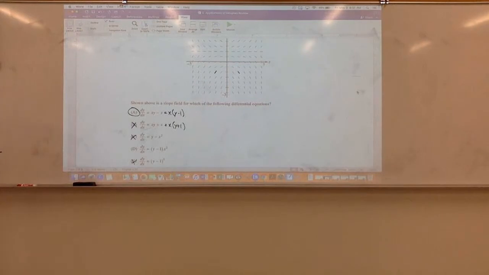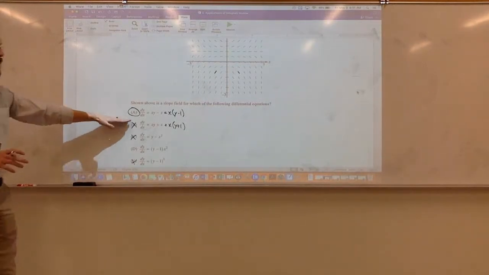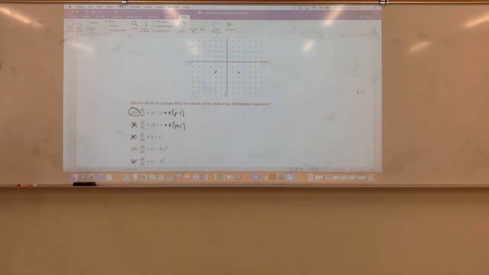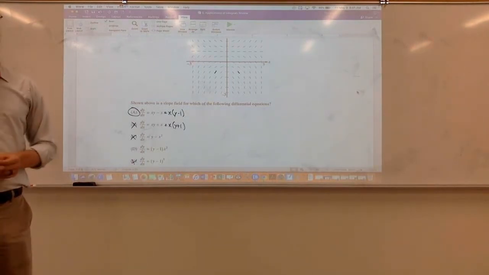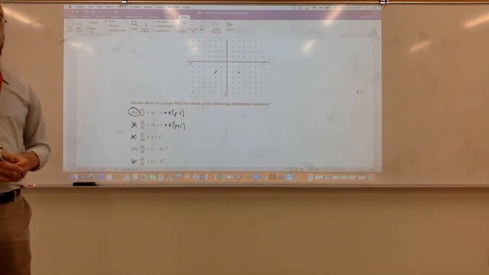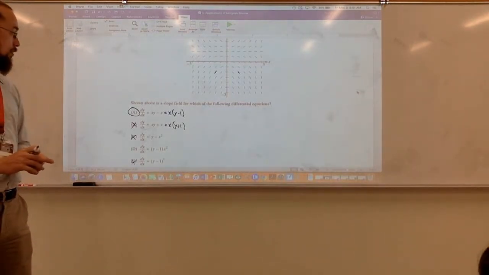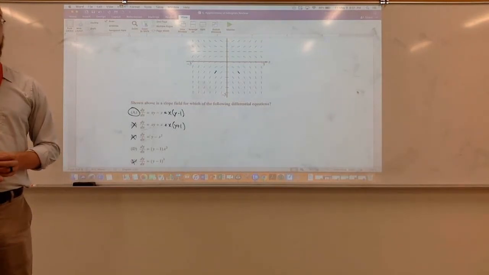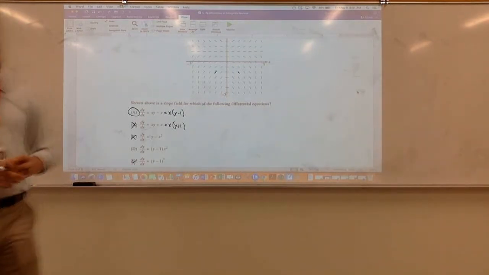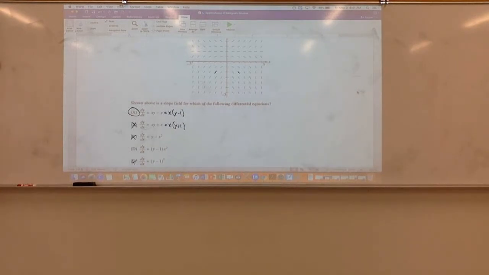Okay, so using our strategies, we can eliminate a few answers and then just plug coordinate points into our remaining possibilities to figure out an answer. Because if you plug in negative 1, this one equation is x times (y minus 1), right? Yes. If you plug in negative 1 for x and y, you get negative 1 times negative 2. We okay with that one?